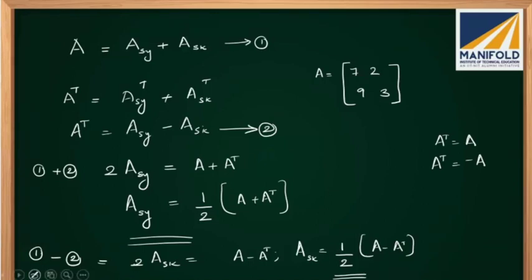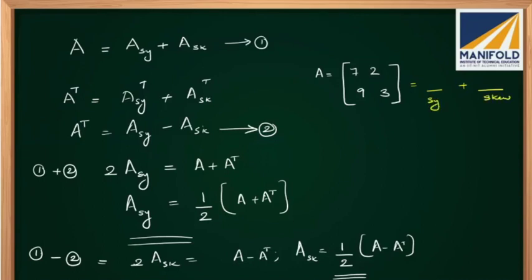Okay, let us work out this particular example now. I'll try to work out this problem with this particular concept which we have learned. Okay, so here A is 7, 3, 2, 9. I need to split this as two different matrices. This part should be symmetric and this part should be skew symmetric.